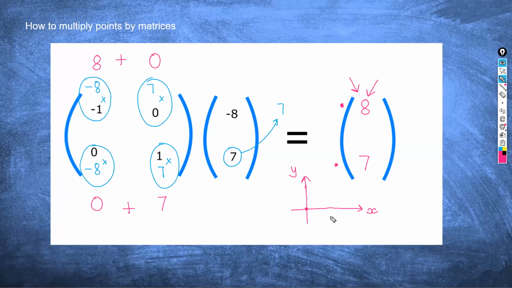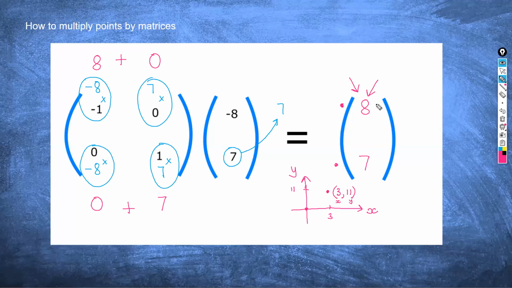If over here is 3 on the x-axis and over here is 11 on the y-axis, all points have an x value and a y value. For example, this point is 3, 11. The first value is the x coordinate. The second value is the y coordinate.